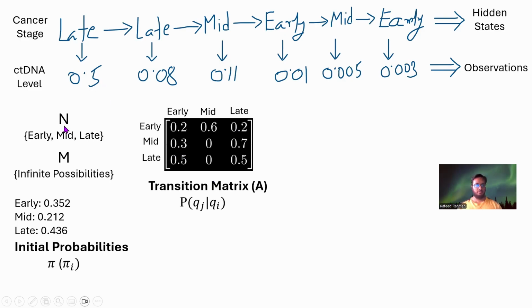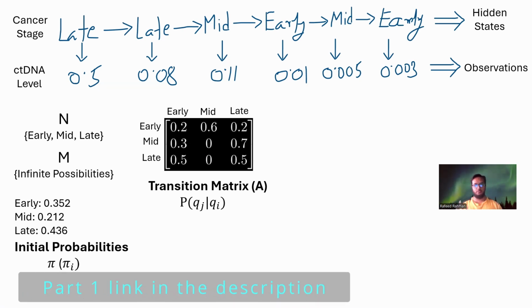Just to recap a few things, these are our states or hidden states, early, mid, and late stage Cancer. And M, which are possible observations, are actually infinite because we can even observe 0.0889 or 0.1112. So these are continuous numbers, so we cannot really list them up inside a list or a set. Then we have the initial probabilities, which are these for the 3 different hidden states, and this is denoted as pi. And we also have this transition matrix from one state to another. Now, these things I've mentioned in more detail in part 1 of the video series, so make sure to check that out.